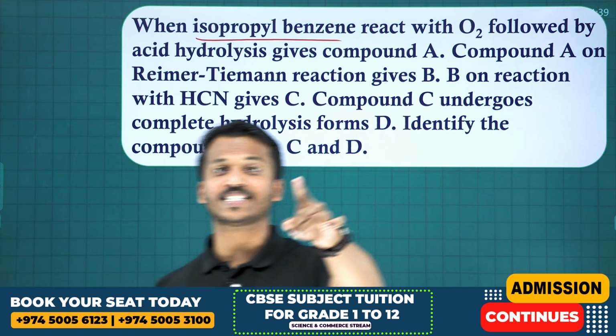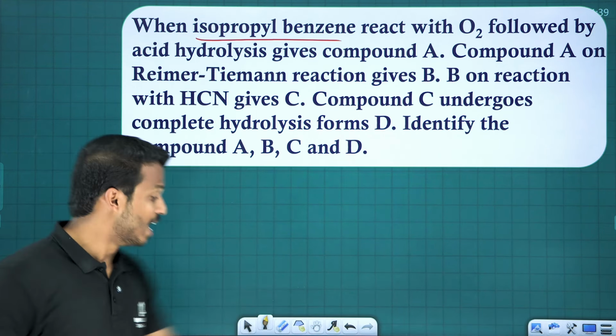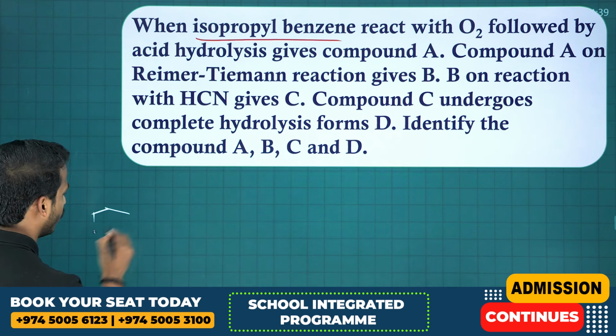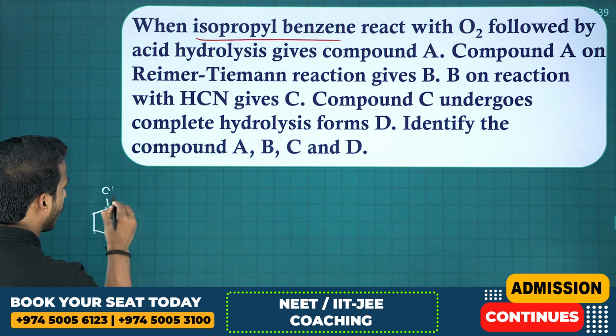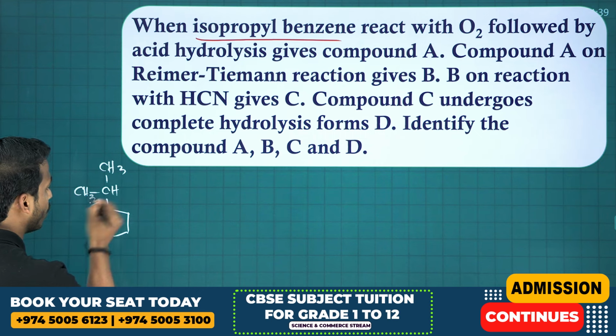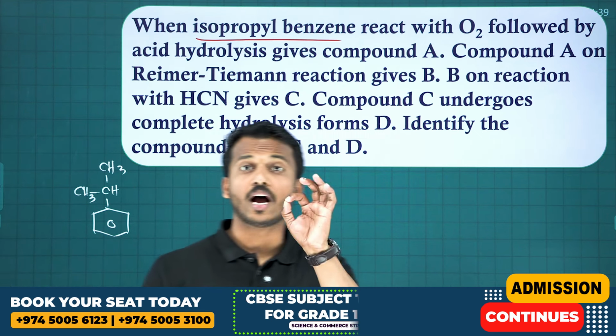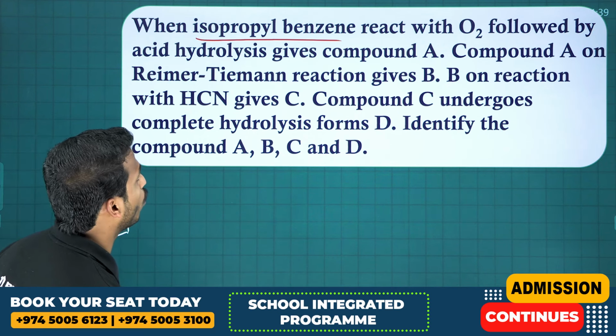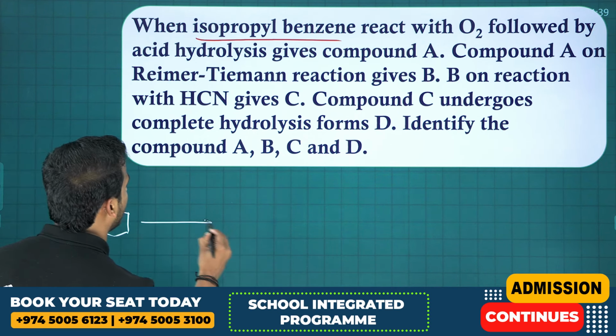Isopropyl benzene, the compound you studied, cumene, right? Cumene, you know, the isopropyl group when it comes on the benzene ring. What do you call that? Cumene. Cumene reacts with O2 followed by acid hydrolysis.